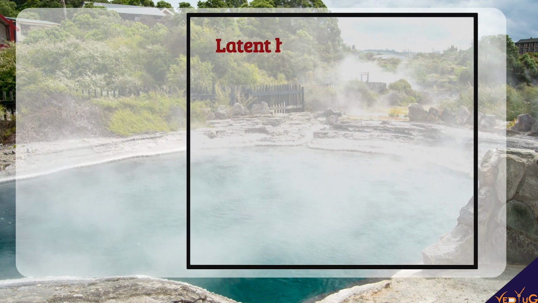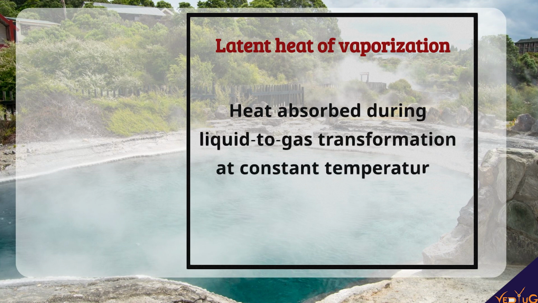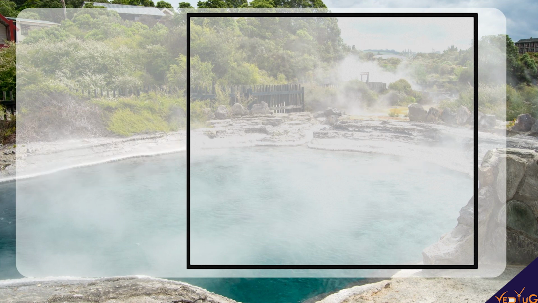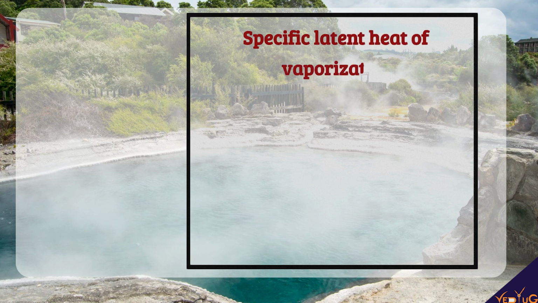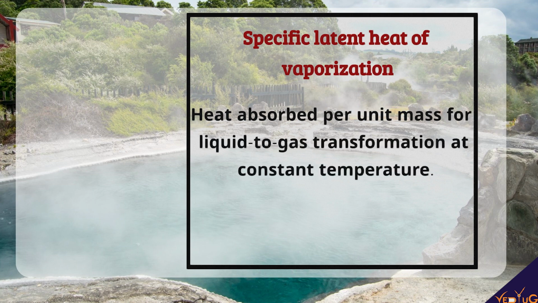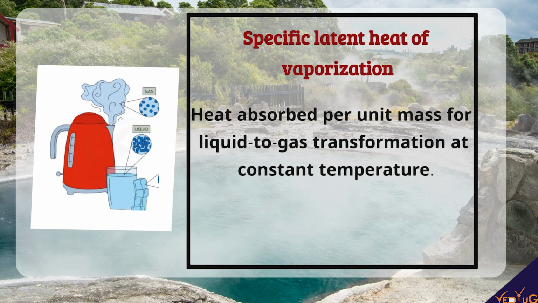Talking more about latent heat of vaporization. So the heat absorbed during liquid to gas transformation at constant temperature is latent heat of vaporization. Now, but what is specific latent heat of vaporization? So the heat absorbed per unit mass for liquid to gas transformation at constant temperature is specific latent heat of vaporization. So this was all about the previous section.